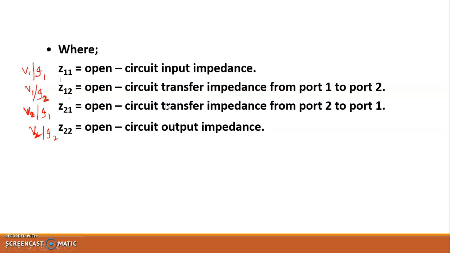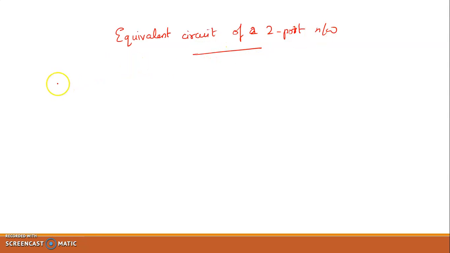Next thing is how we can represent these parameters graphically, or what is the equivalent circuit that is representing the two-port network. Equivalent circuit of a two-port network in terms of Z parameters. Okay, so I can write the equations as V1 is equal to Z11 I1 plus Z12 I2, and V2 is equal to Z21 I1 plus Z22 I2.